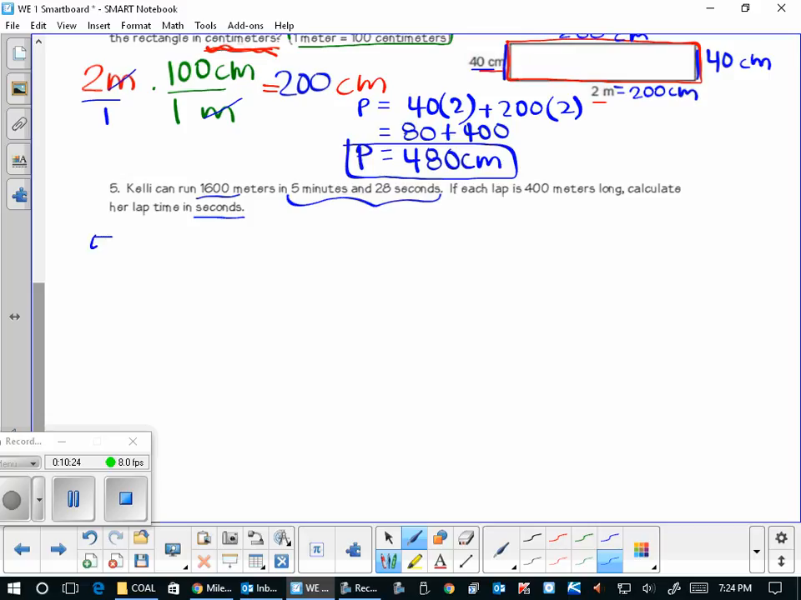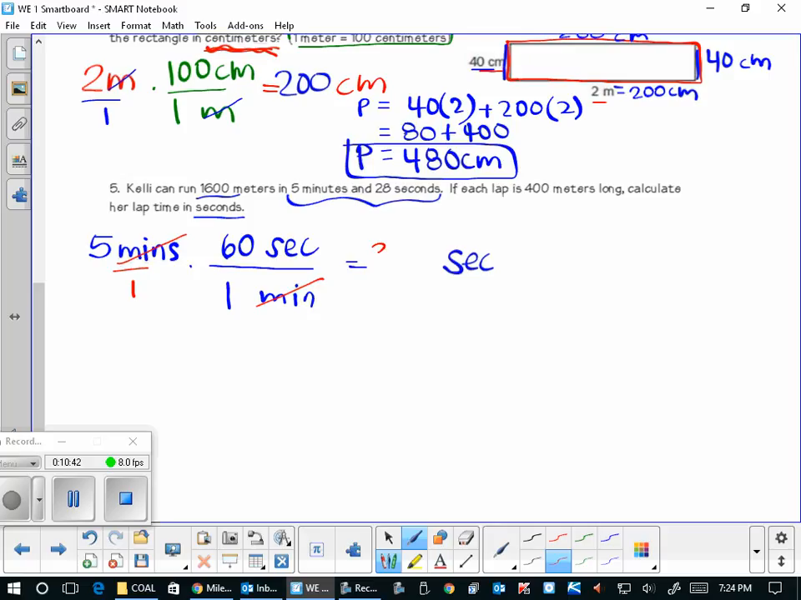Which means we need to take 5 minutes and convert it to seconds. So 5 minutes, I want seconds. In 1 minute, there is 60 seconds. Multiply straight across, that is 300 seconds. So 5 minutes is 300 seconds. But then we have 28 more seconds, so this is 300 seconds plus 28 seconds. So this is a total of 328 seconds. So Kelly can run 1,600 meters in 328 seconds. Same thing as 5 minutes and 28 seconds. Now, let's finish the question.